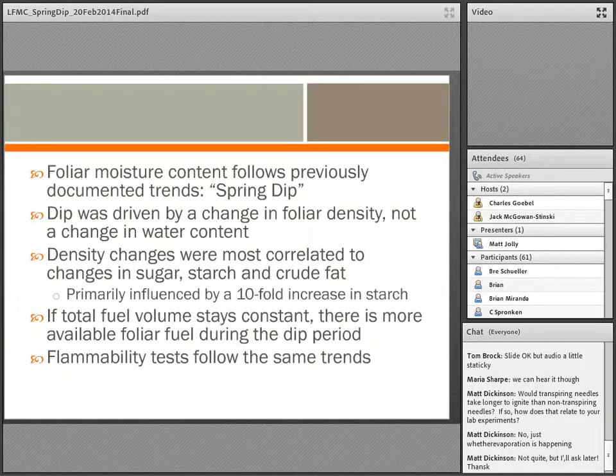So what it means is that if the total volume of the fuel stayed constant, there's basically more available fuel in the tree crowns during that dip period, and that the total bulk energy content, if you want to treat it as how much energy is in a tree crown in BTUs, that the heat content of that tree crown is going to increase during that dip period, and thus have the potential to generate more energy if they do ignite. And our flammability tests did support that.